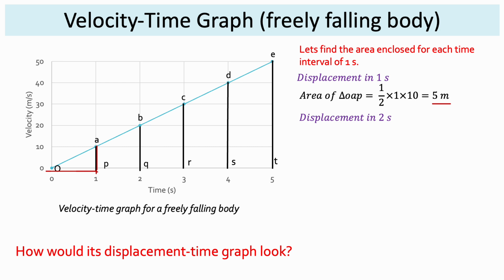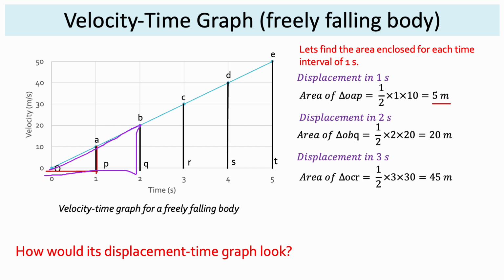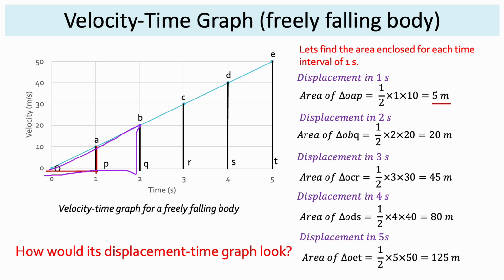Displacement in 2 seconds would be the area of triangle OBQ. So half, base is 2, altitude is 20. So we would get the area of triangle OBQ equal to 20 meters. So this is displacement in 2 seconds. Displacement in 3 seconds is 45 meters. Displacement in 4 seconds is 80 meters. And displacement in 5 seconds is 125 meters.